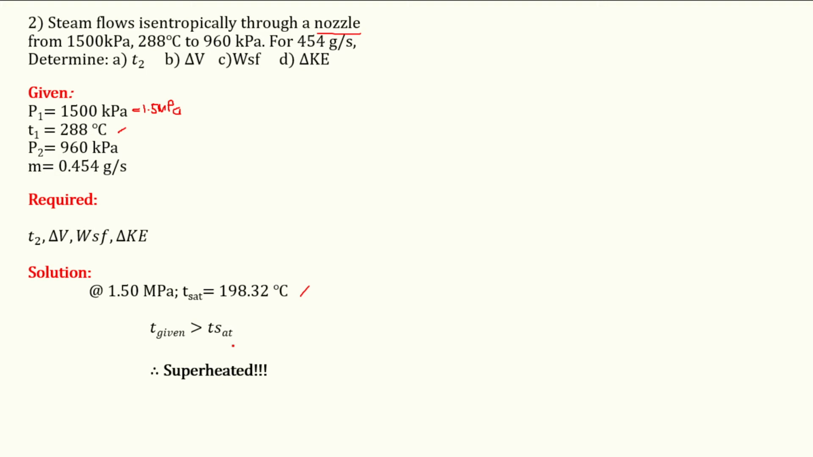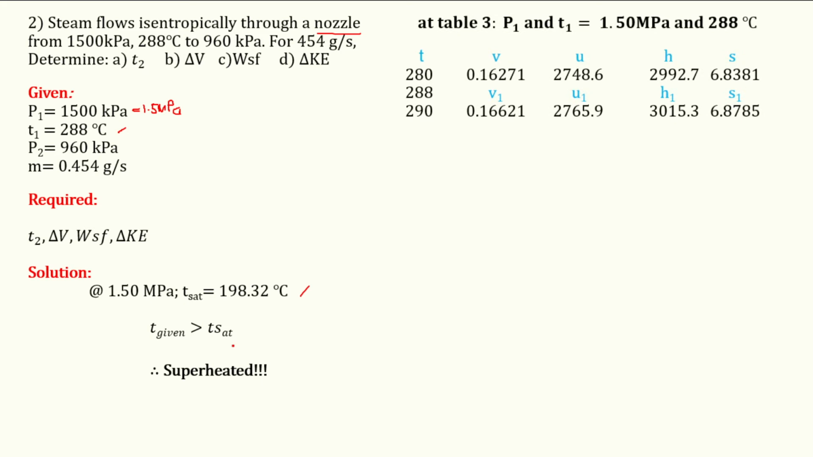Since superheated siya, sa table 3 tayo titingin. So at table 3, P1 and T1 is equals to 1.5 megapascal and 288 degrees Celsius. So 1.5 megapascal, may eksakto yan sa ating table 3. 288 lang ang wala. So, ang 288 ay napapagitnaan ng 280 and 290 sa table 3. Kunin muna natin yung properties at 280.